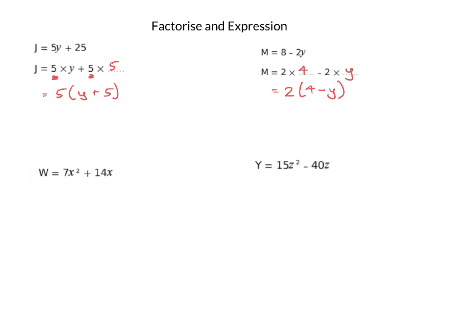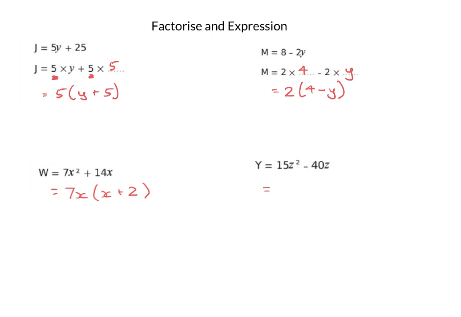Then coming down here, we're going to go straight to the answers on these ones. So we're going to go, what is common in our two terms here? Well, both 7 and 14 are multiples of 7, so 7 can come outside. Both terms have an x, so x can come outside. I'll draw my bracket in. 7x times x is 7x squared, and 7x times plus 2 is plus 14x.